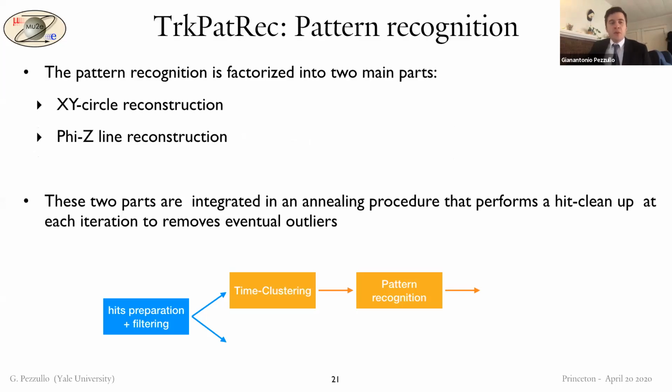We divide the pattern recognition into 2 different steps. First, we look for circles in the transverse plane. And then, as I said, we look essentially for a line, because it's a linear relation between phi and z. In implementing these 2 parts, we do some annealing procedure, and we perform some hit cleanup, migrating from one step to another. In this way, we get rid of eventual outliers that could still be present in the cluster of hits that we are processing.